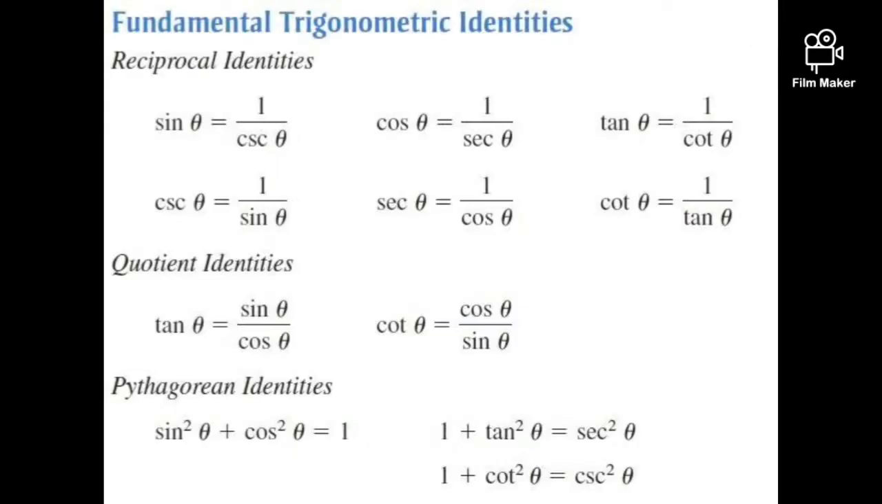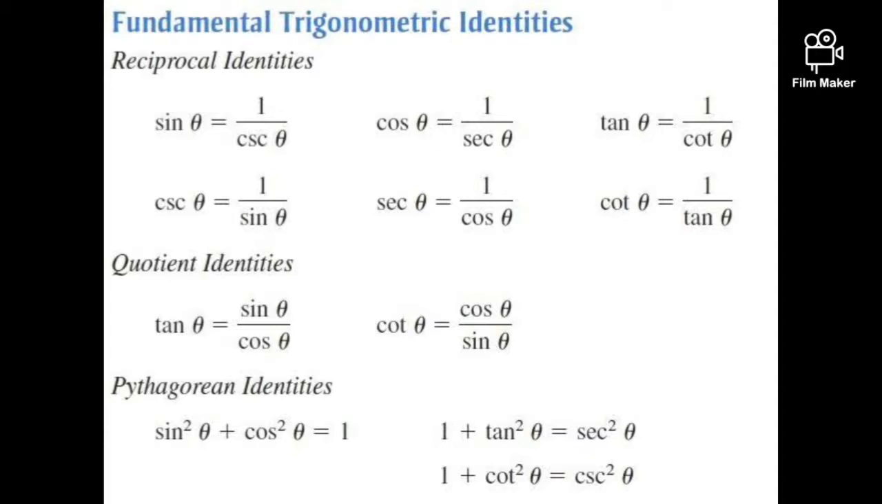So, in earlier class, we learned about the six ratios of trigonometry, which were sine theta, cos theta, sec theta, cosec theta, tan theta and cot theta. Now, these are known as the reciprocal identities because one is the reciprocal of another. Sine theta is the reciprocal of cosec theta or vice versa. Similarly, cos theta is the reciprocal of sec theta or vice versa, and tan theta is the reciprocal of cot theta or vice versa.